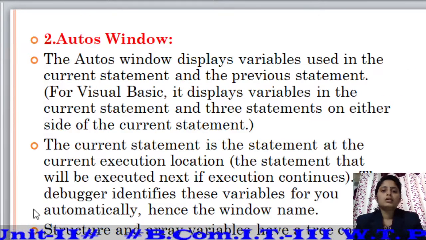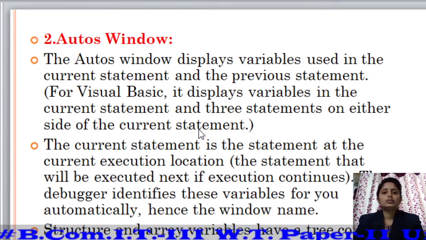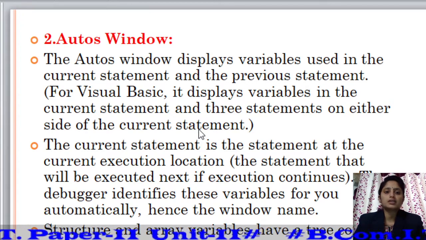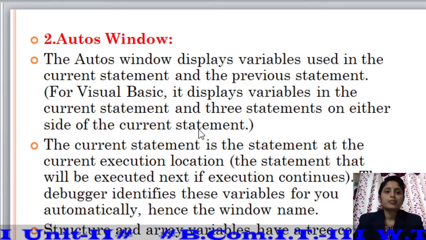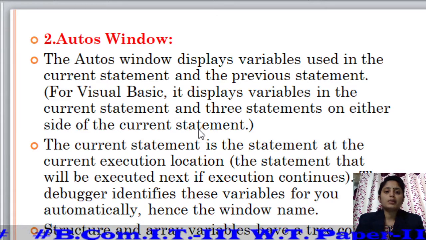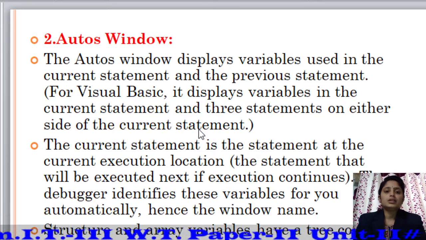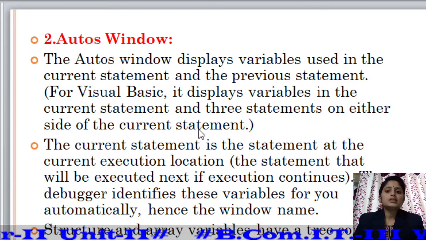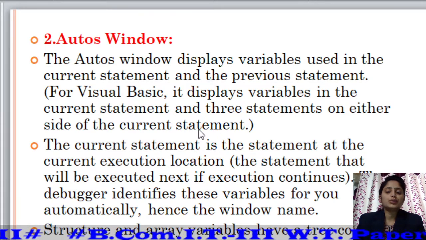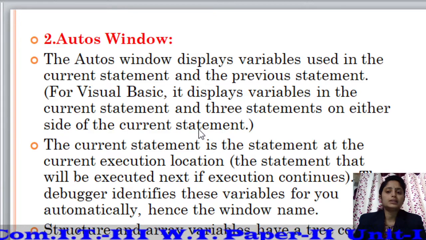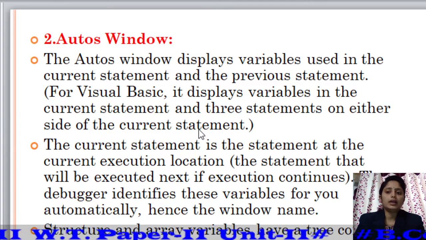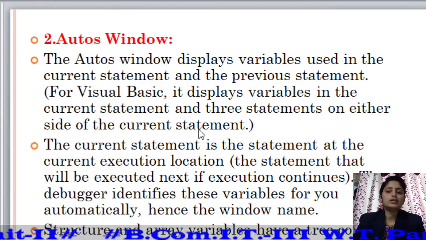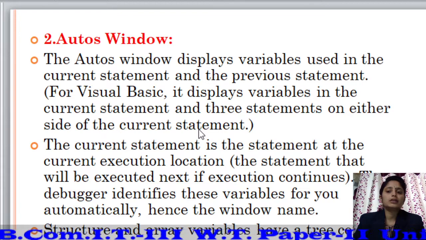The second is the Autos window. The Autos window displays the variables used in the current statement and the previous statement. For Visual Basic, it displays the variables in the current statement and three statements on either side of the current statement. The current statement is the statement at the current execution location, the statement that will be executed next if execution continues. The debugger identifies these variables for you automatically, hence the window name.